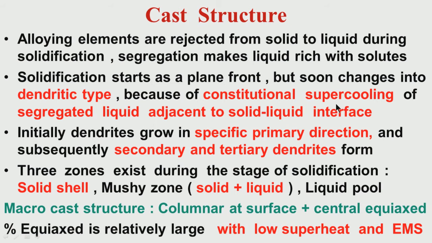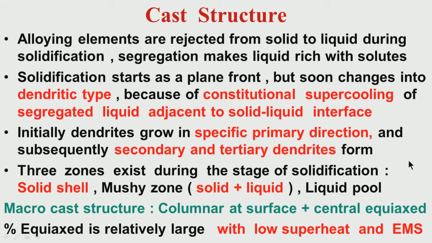So, it is called supercooled. Because of this, the solidification front becomes dendritic. Initially, dendrites grow in a specific primary direction near the direction of heat transfer, but not exactly that, because the actual growth takes place along certain crystallographic directions of <100>. The <100> direction nearest to the heat transfer direction will be the primary direction of dendritic formation. So, it is called the primary direction, but after some time there are secondary and tertiary dendrites as well.